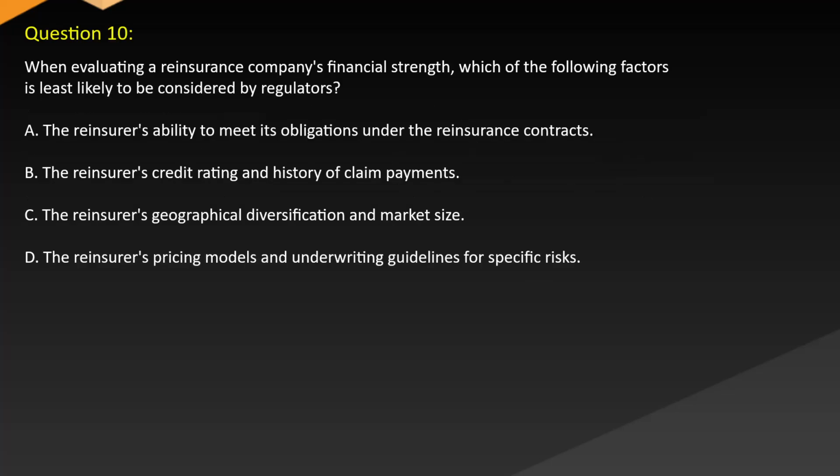Question 10. When evaluating a reinsurance company's financial strength, which of the following factors is least likely to be considered by regulators? A. The reinsurer's ability to meet its obligations under the reinsurance contracts. B. The reinsurer's credit rating and history of claim payments. C. The reinsurer's geographical diversification and market size. D. The reinsurer's pricing models and underwriting guidelines for specific risks.